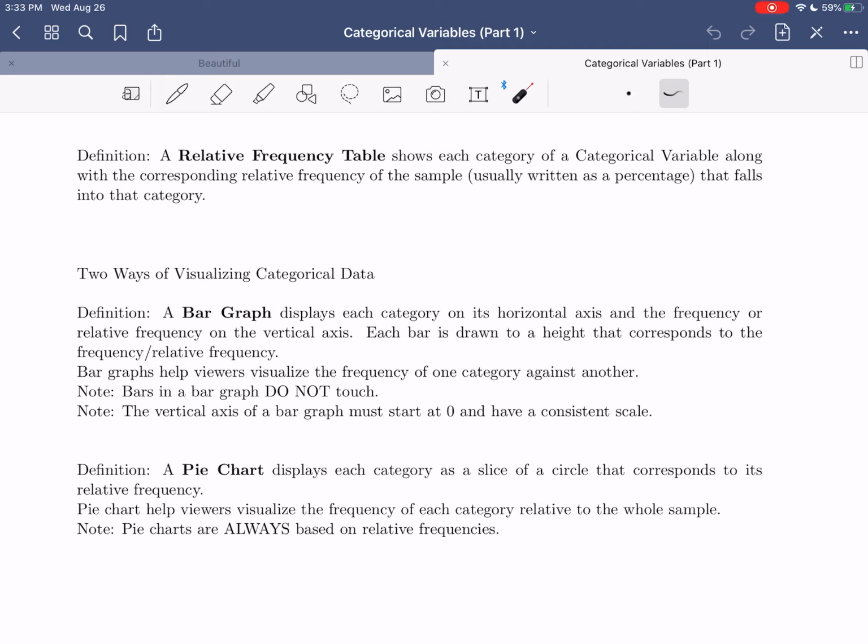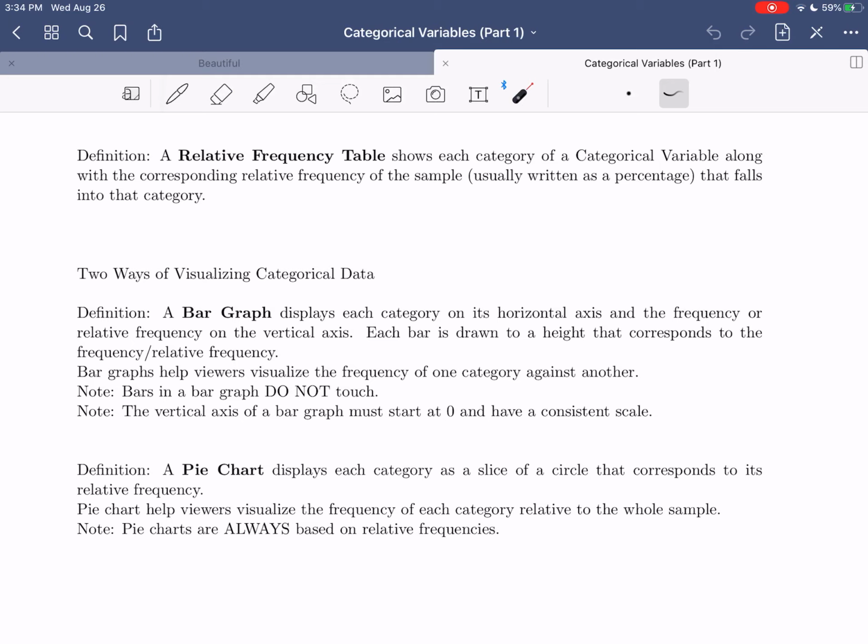Bars in a bar graph do not touch. This is really, really important because later on we'll talk about another visual display for quantitative data called a histogram. Histograms are very similar to bar graphs, but in a histogram the bars touch. So when you see that the bars do not touch, you know that the data being discussed is categorical. If the bars do touch, then you know it's a histogram and the data being visualized is quantitative. So it's absolutely essential that when you draw a bar graph, the bars do not touch.